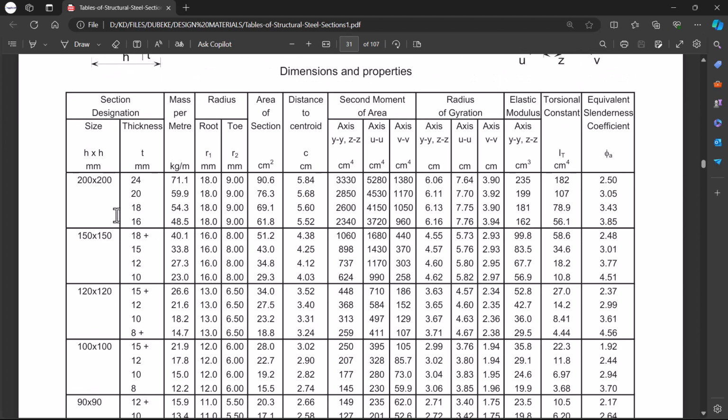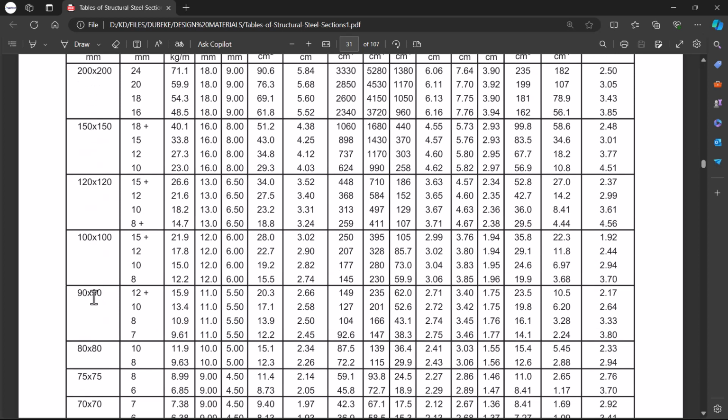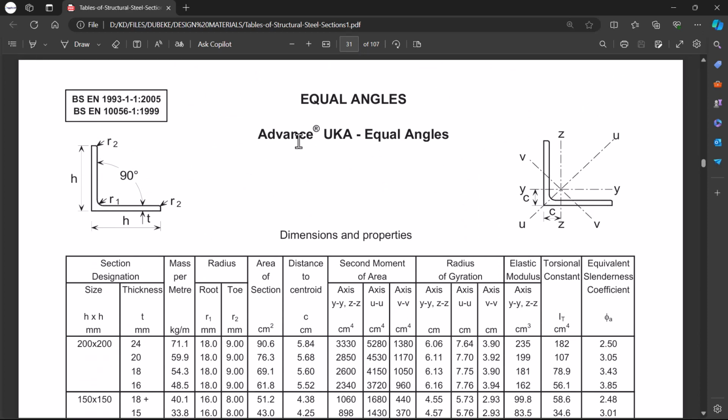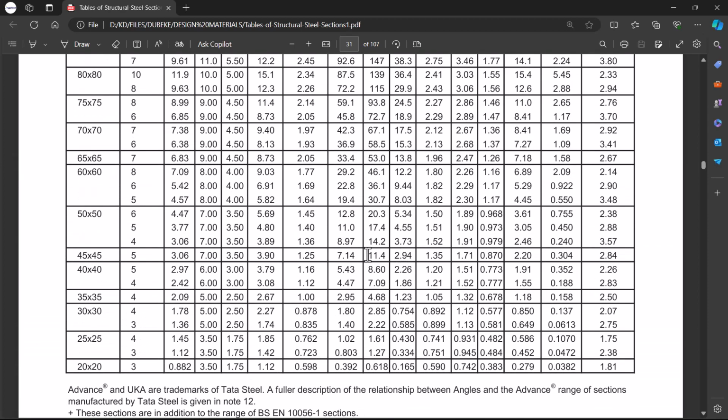So let's say we want to build a specific member ourselves that was not in the software. Let's look at this one, 90 by 90. This is also an equal angle, because if you look at this part, we have equal angles. Don't forget that we also have unequal angles, right? We have some members where the length and the width are not the same, but in this case we are focusing more on the equal angle.